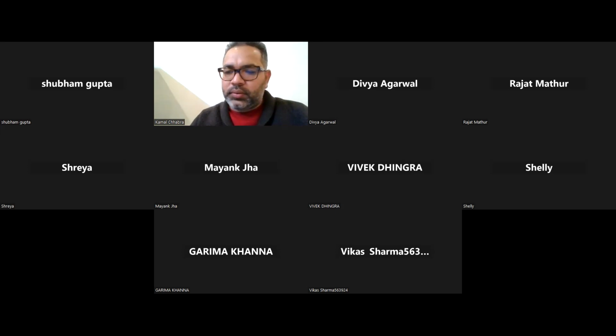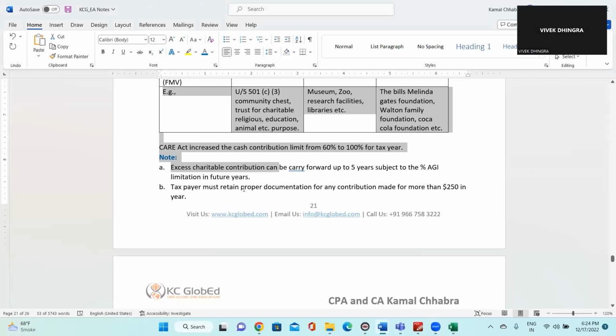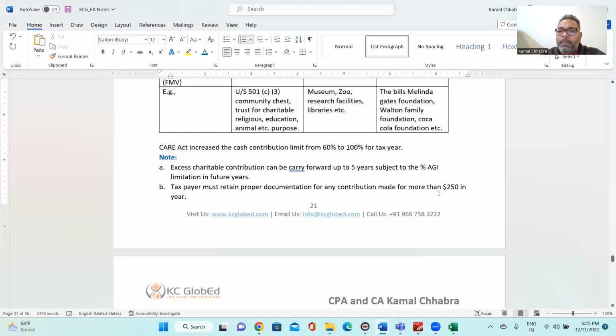Any doubt on the carry forward concept? No, sir. Right? The taxpayer must retain proper documentation of any contribution made for more than $250. Any contribution which you are claiming on your income tax return for more than $250 in a year, you should have a proper receipt acknowledged by that charitable institution as documentation. Make sense? Yes.